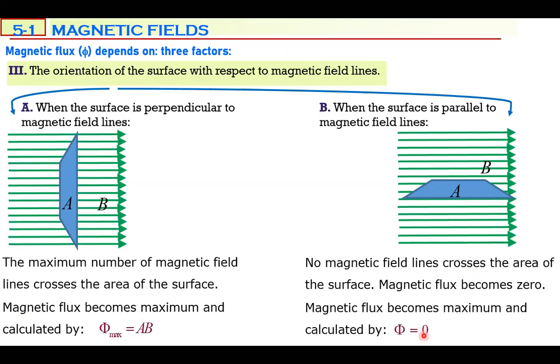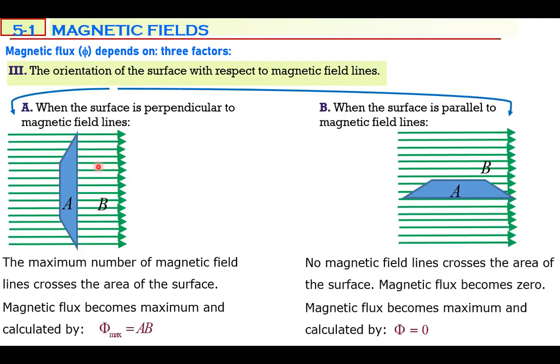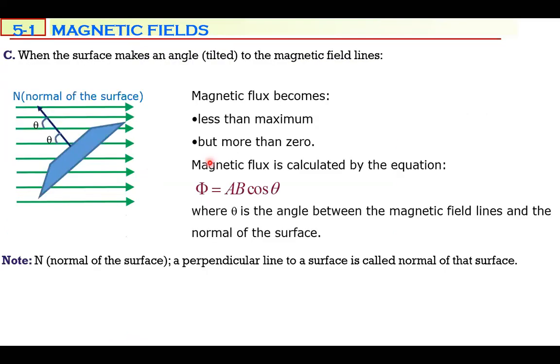What if there is an angle between the area and the magnetic field lines? When the surface makes an angle, tilted or inclined to the magnetic field lines, in this case the magnetic flux will be less than maximum, but it will be greater than 0. So it will be between these two values, between 0 and maximum. So we can calculate the magnetic flux by an equation: A times B times cosine theta.